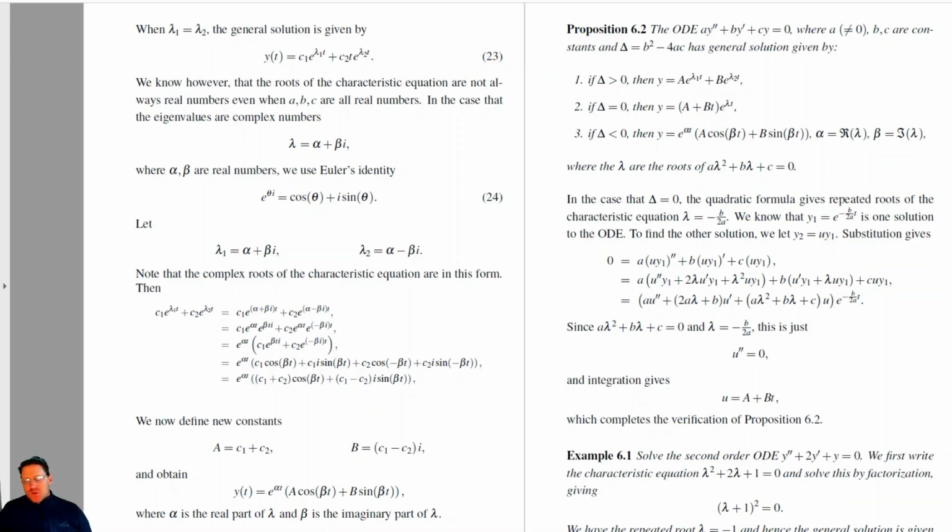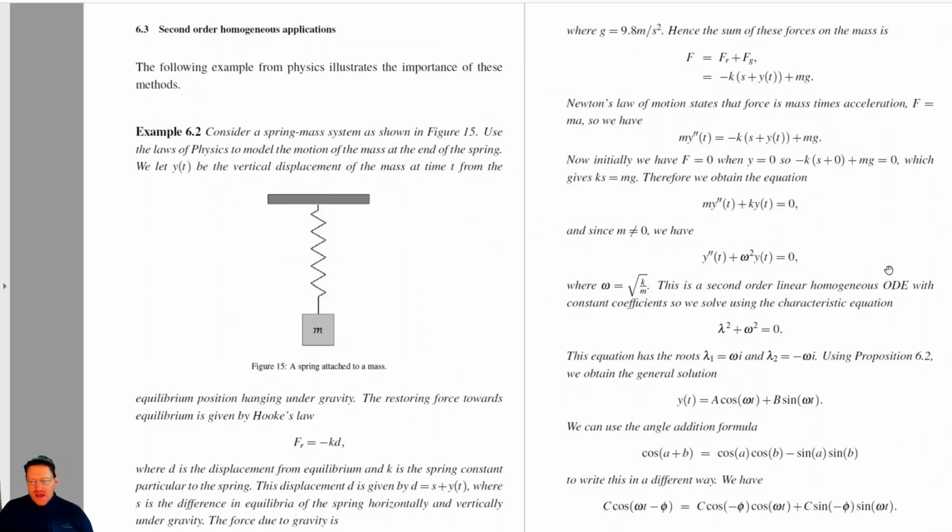And that's the case where delta is equal to 0. So our general solution in case 2 is y equals (a plus bt) times e to the lambda t, but lambda here is minus 1, so that's e to the minus t. All right, so now let's look at some applications.